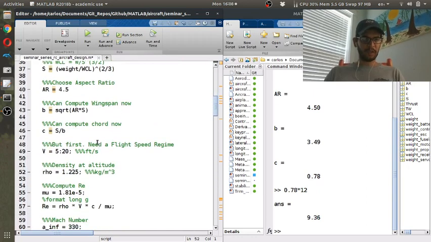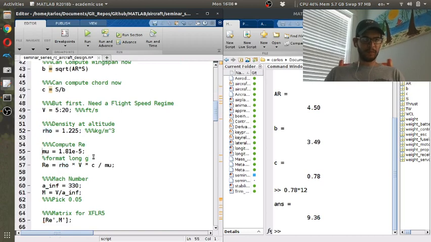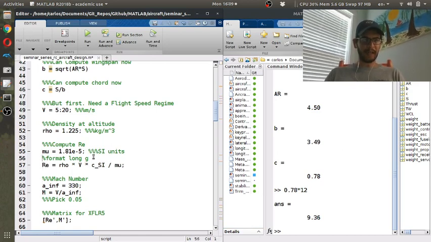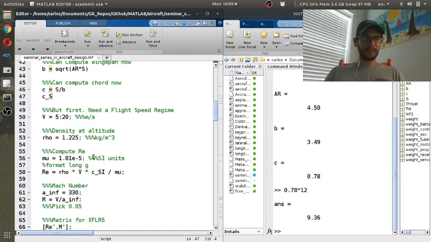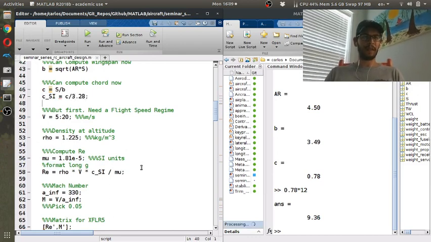So, when we compute a Reynolds number, we need to be a little bit careful, right? I guess this is going to be in meters per second, 5 to 20. Rho is going to be 1.225. This is mu in SI units. So you're going to have rho, V, and then c in SI. So that's in feet, right? 0.78 in feet. So if I do c, it's divided by 3.28 to get to meters. So that's c in meters. And then divided by mu. That will give us a vector of Reynolds number.